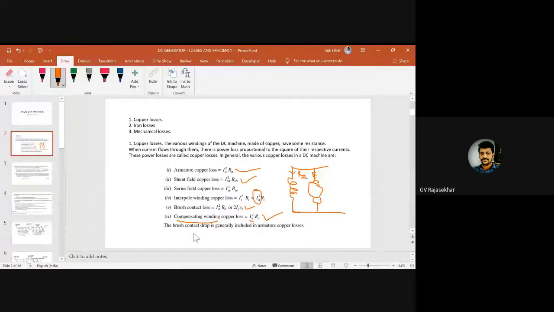Apart from all these, what are the two main prominent losses we consider? The remaining losses you have to consider only when they are asked in the problem. Otherwise, consider only the copper loss in the armature resistance and the shunt field resistance. These are the two important losses, and based on the problem you select the remaining losses. These two are very important for us. So copper loss is over.